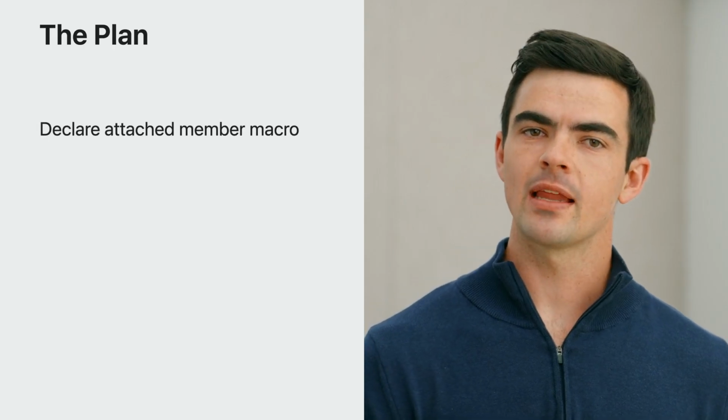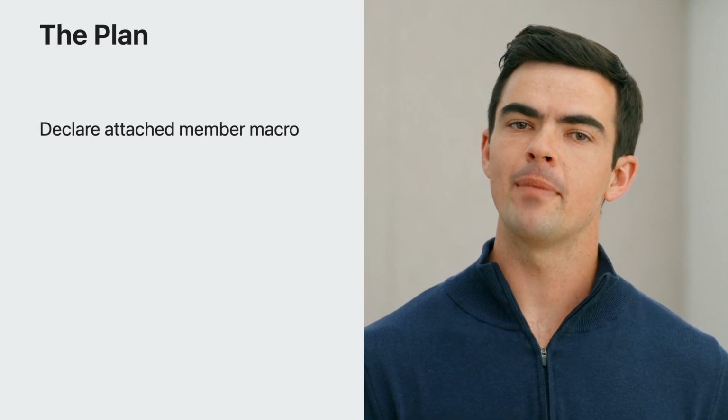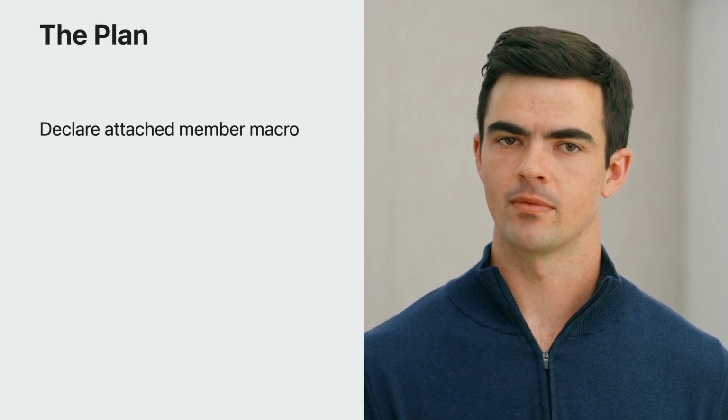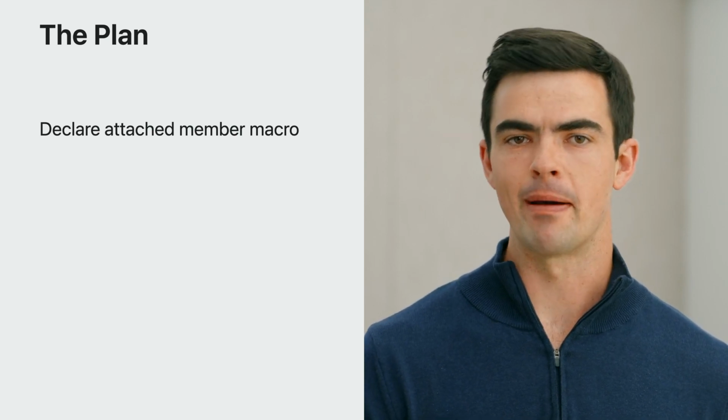Let's see if we can improve things using a macro. What we want to do is to automatically generate the initializer and the computed property. How can we do this? Both the initializer and the computed property are members of the easy slope type. So we need to declare an attached member macro.